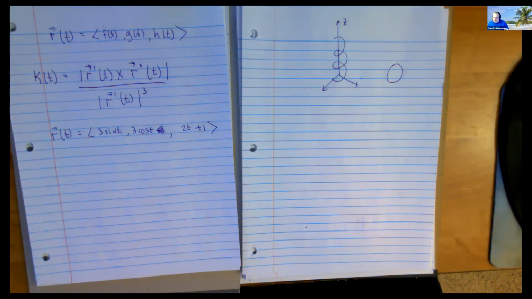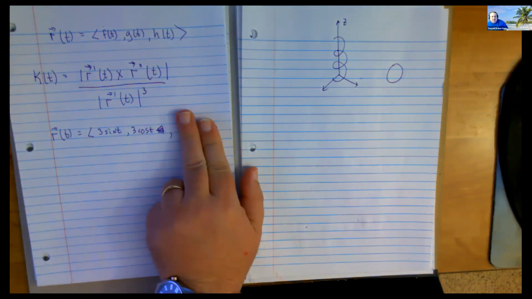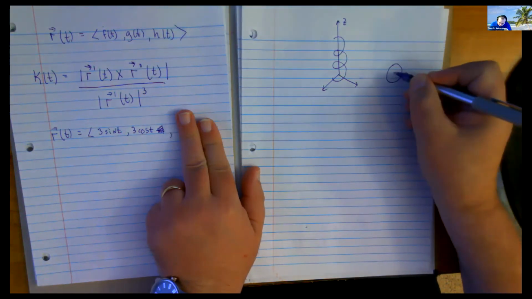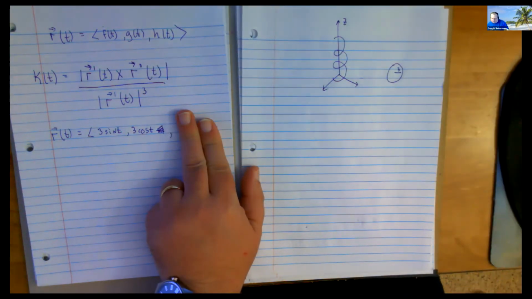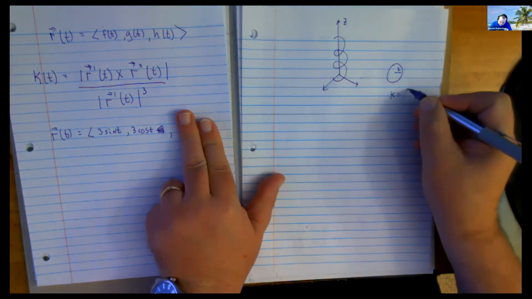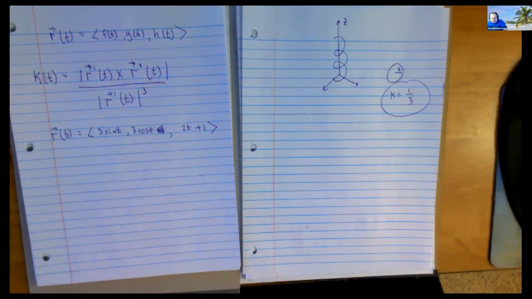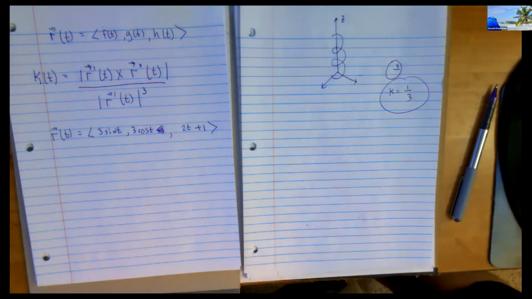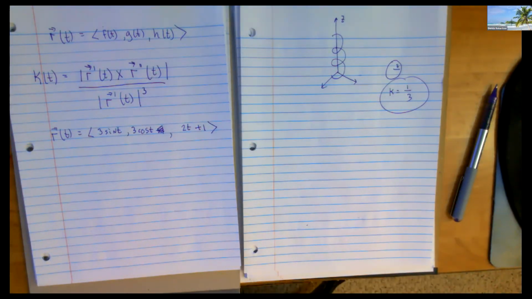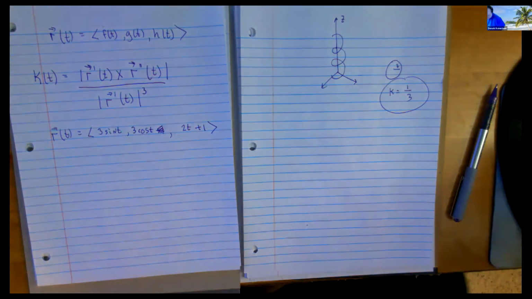Agreed? If you cover up this term, do you see 3 sine t, 3 cosine t? You see that there? Do you know that the radius of this circle is 3? So I'm making a prediction here: that the curvature of this helix is going to be 1/3, and it's going to be totally independent of t. In other words, it doesn't matter what point on this helix you pick, you get the same curvature. That's my prediction. Okay, let's do the math then.